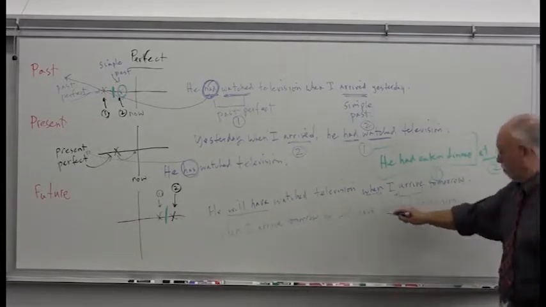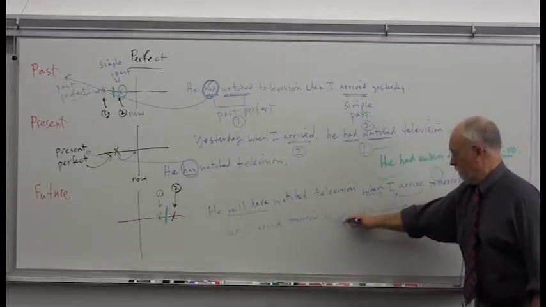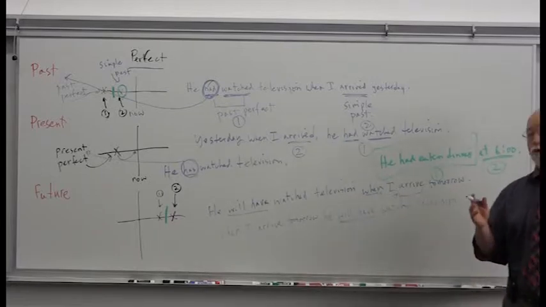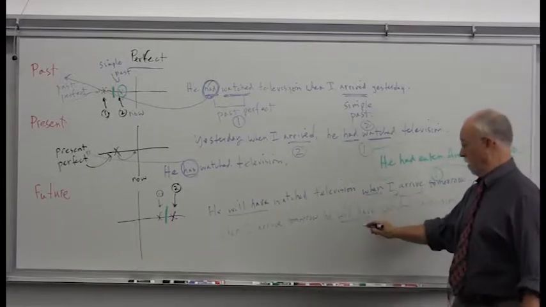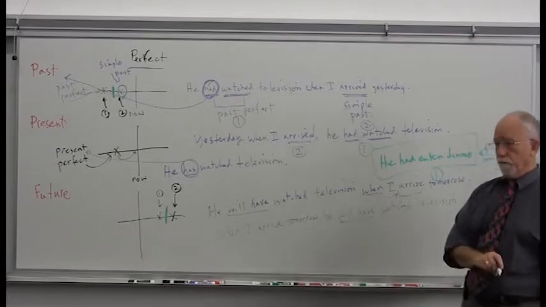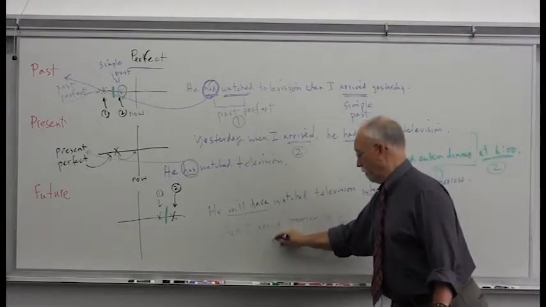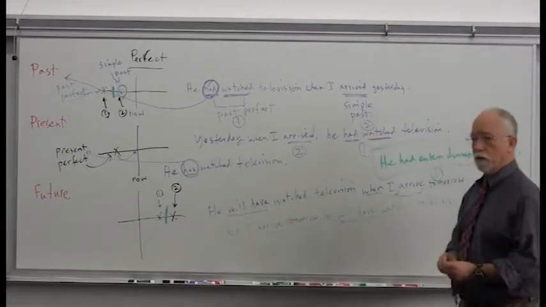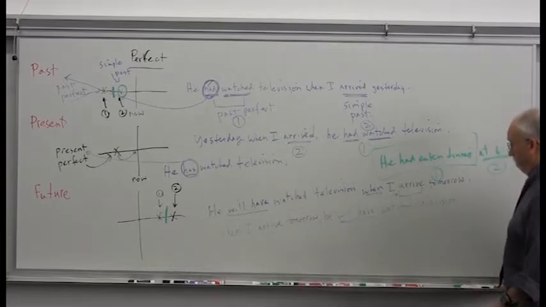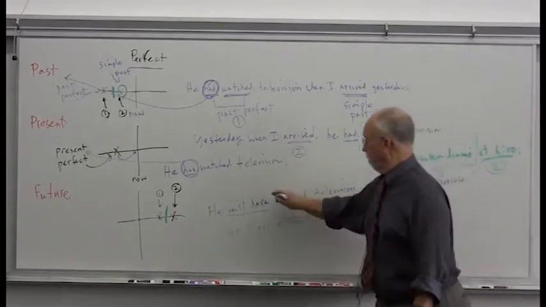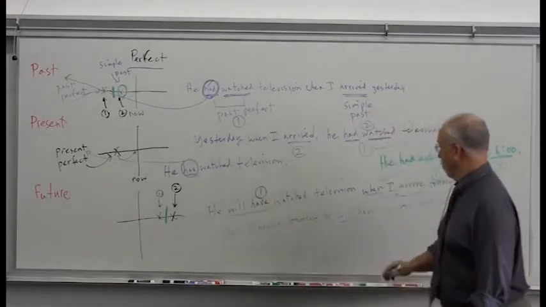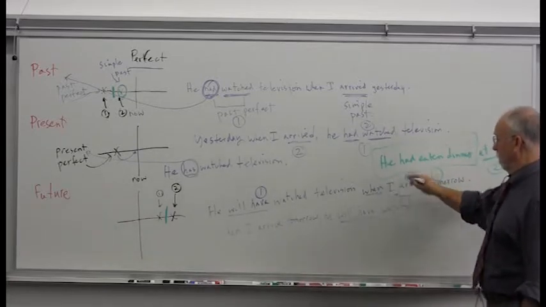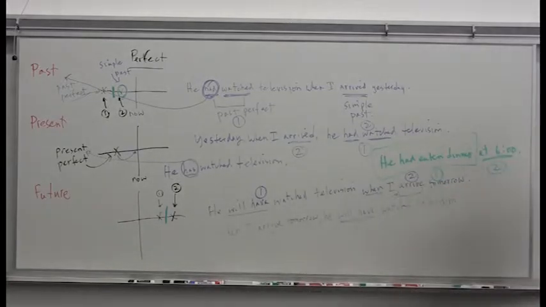So what do we know? Here's will have. Since we're using future perfect, this tells me that this is the first action. And then arrive, this is the second action because it's just using the simple form of the verb there. Same thing here. He will have watched television. This will happen first. When I arrive, this will happen second.